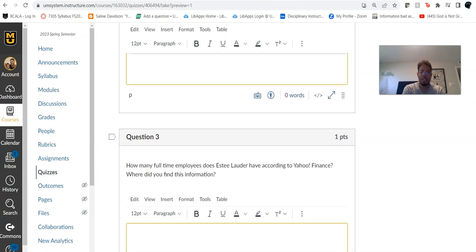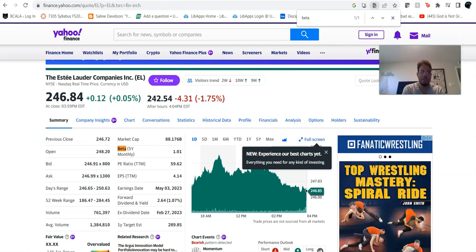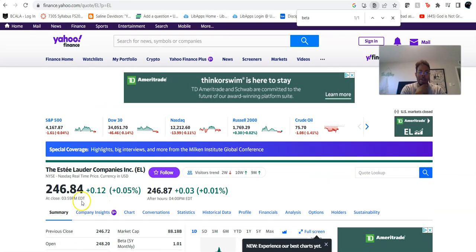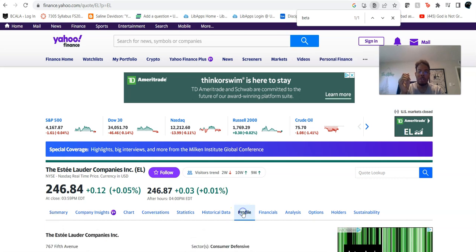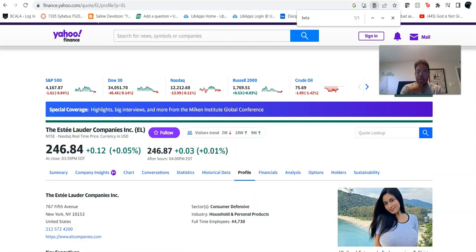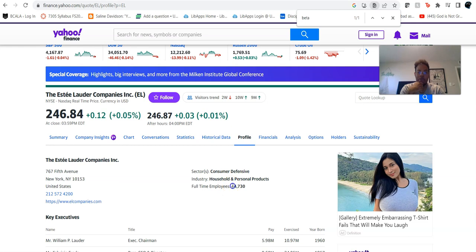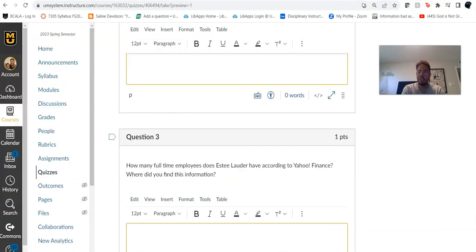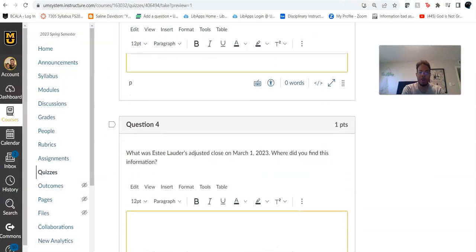How many full-time employees does Estee Lauder have, according to Yahoo Finance, and how did you find this information? Information like that is typically going to be in your company profile in any database, or something that sounds profile-ish. If you go to Profile here, you can click that tab and you will see your full-time employees right there, which is 44,730. And that is the answer to that. And we are cooking with grease and moving right along.